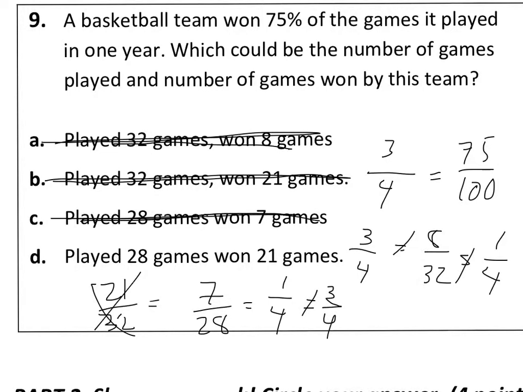Well, I haven't even found the right answer yet, but I've eliminated 3. It's most likely going to be this. Well, let's check it out. 21 over 28 does reduce to 3 over 4, so that is the correct answer.